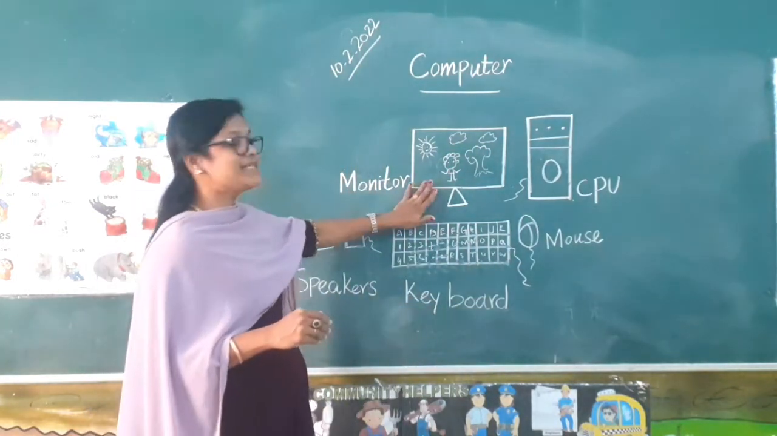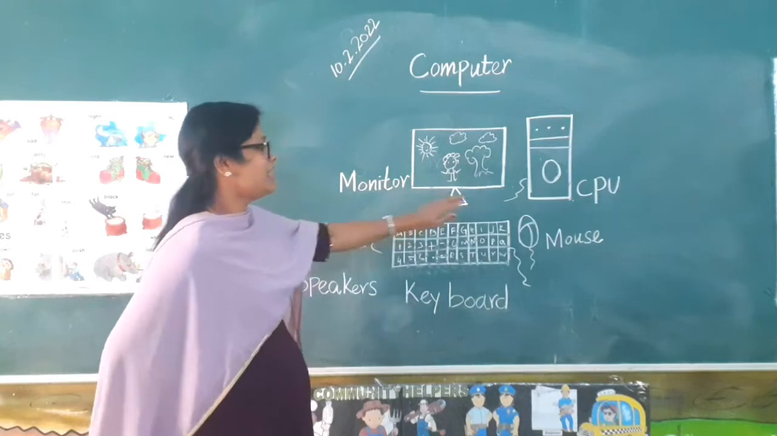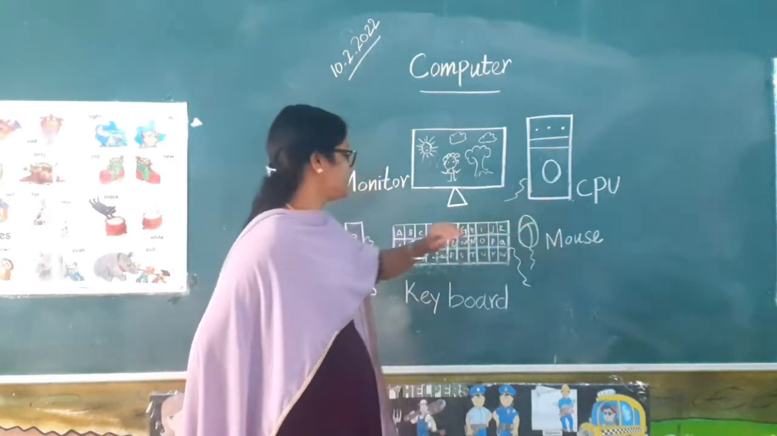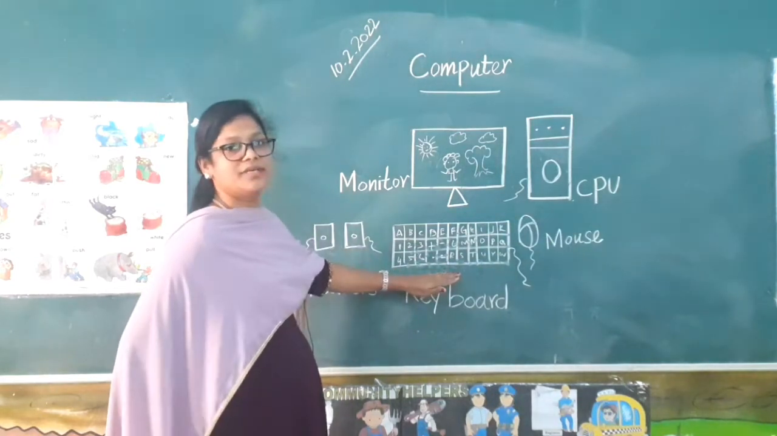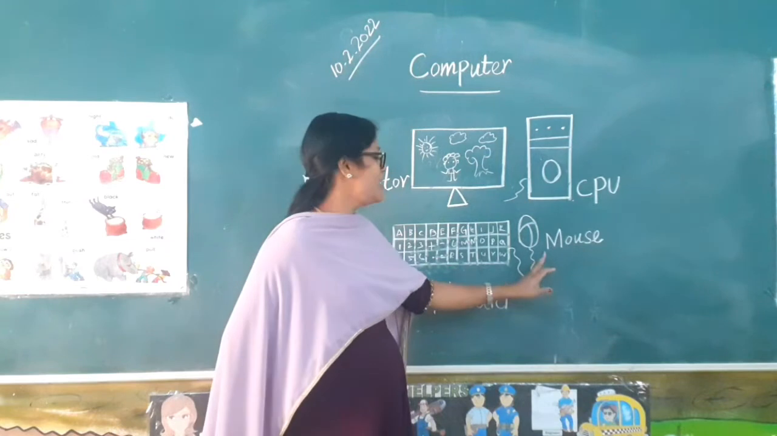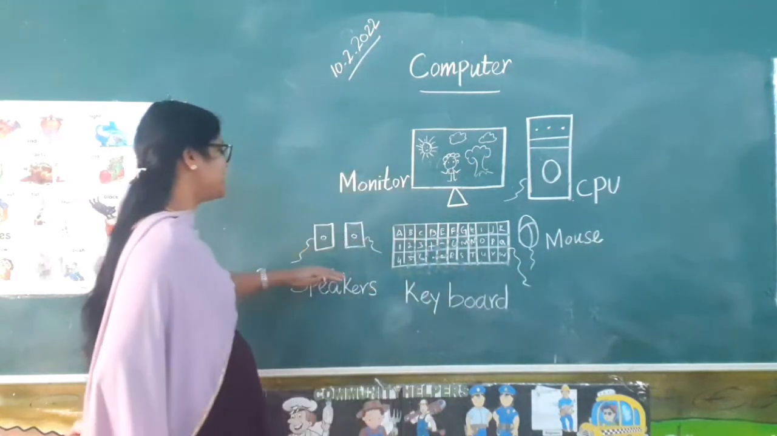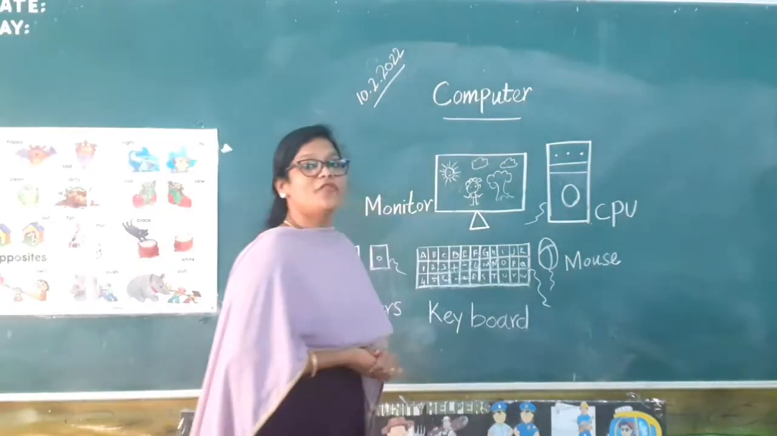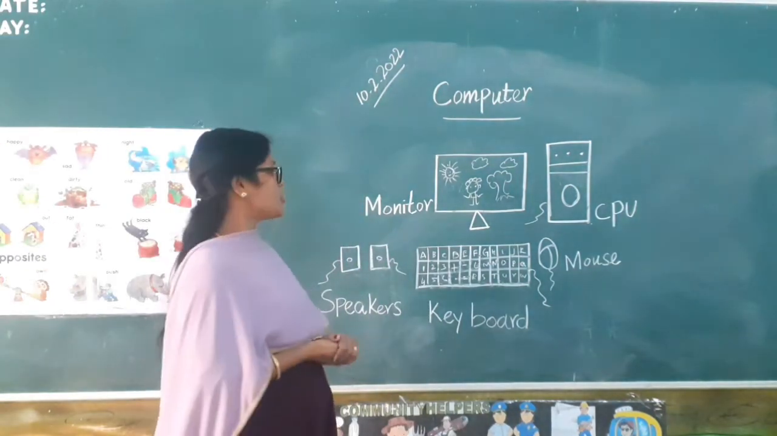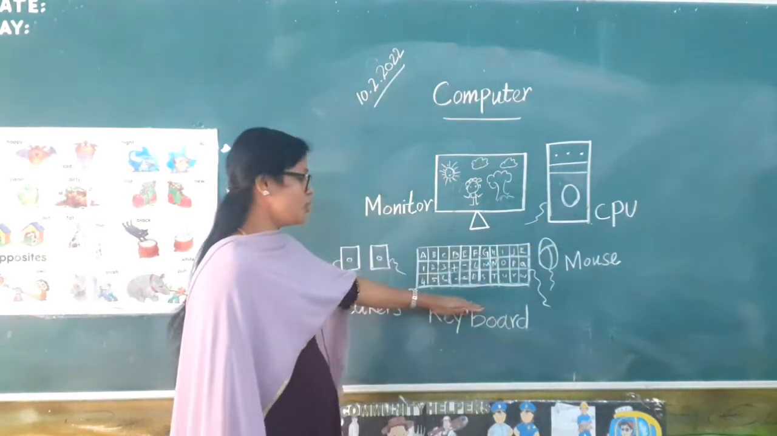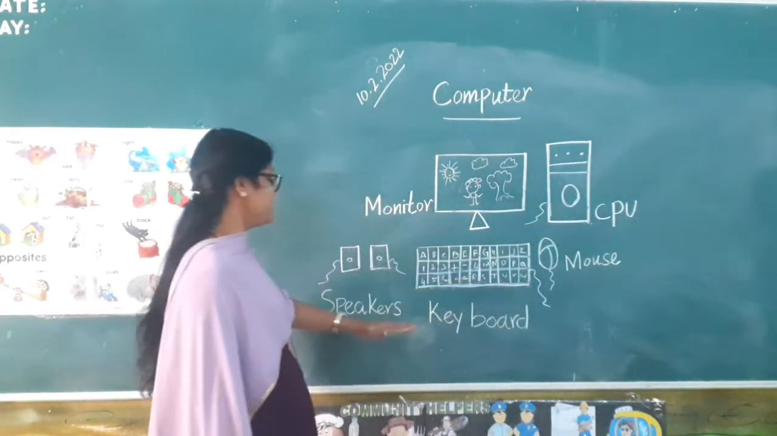Monitor, we call it a monitor. This is the CPU. Keyboard. Mouse, and then come the speakers. All of you say the parts of the computer once again, children. Monitor, CPU, keyboard, mouse and speakers.